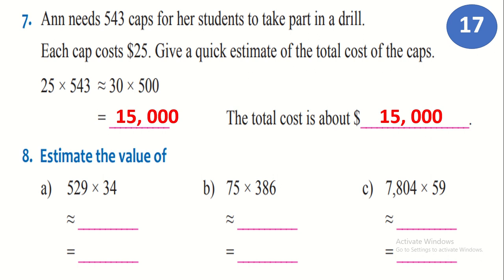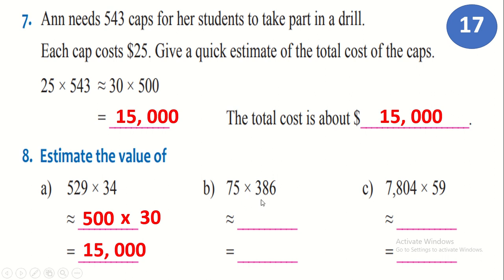Okay. Now let's move to number 8. Estimate the value of letter A. You will estimate. You round off first now. 529. Round off to the nearest 100 is 500. 34. Round off to the nearest 10 is 30 only. 500 times 300. 3 zeros. And then 15. 15,000. Correct, students? Okay, letter B.